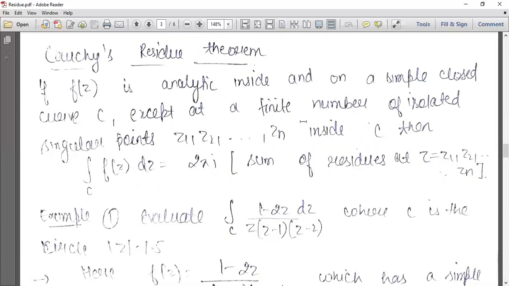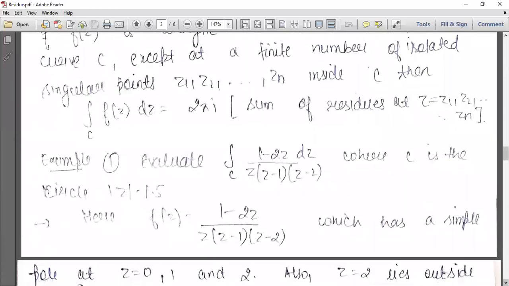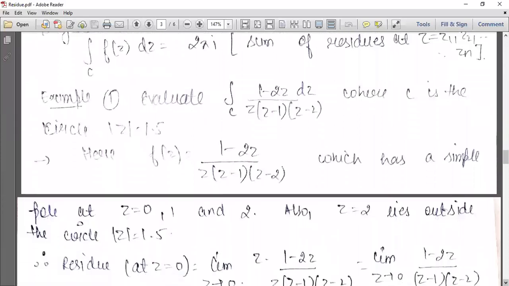Now, except at a finite number of isolated singular points inside C. So what does it mean? f of z can have singularities, but it should be a finite number. It cannot have an infinite number of singularities. Then the integral over C of f(z) dz is given by 2 pi iota times the sum of residues at all the singular points. So we will learn how to use this theorem.